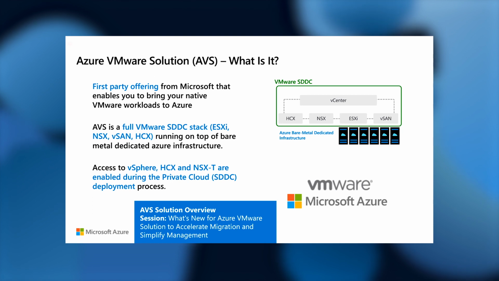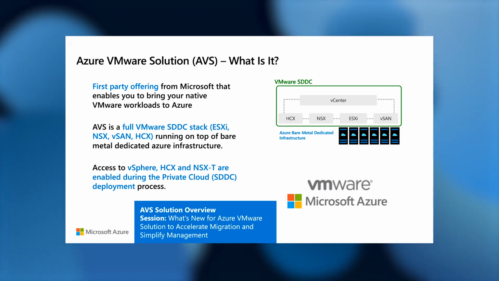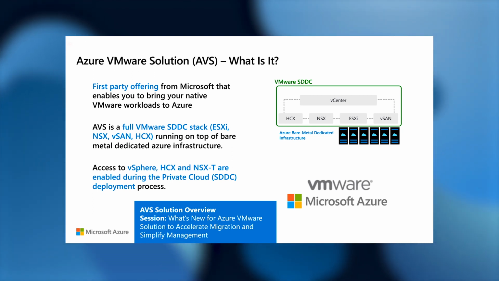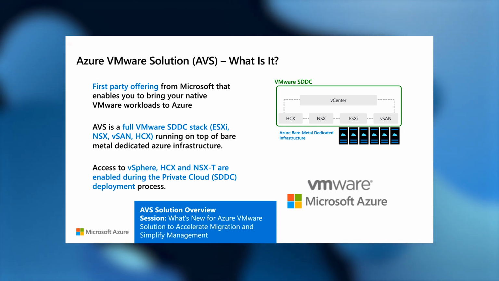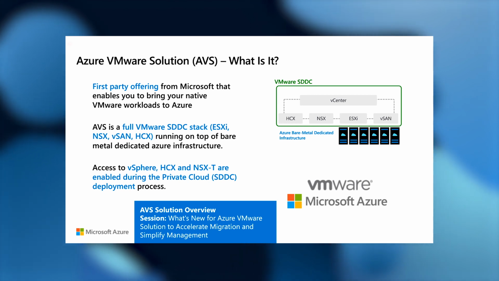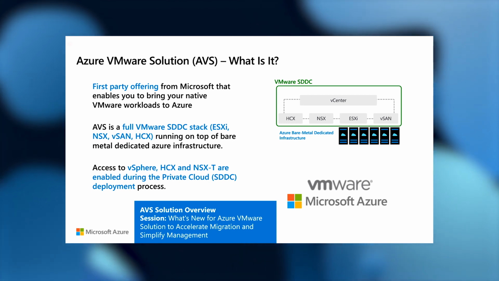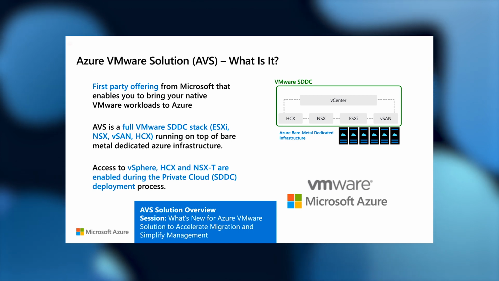When you provision an SDDC or when you provision a private cloud in Azure, you get access to vSphere, you get access to vCenter, HCX, NSX-T Manager. So all of this is pre-provisioned for you. Now, we do have a dedicated session on this, which is AVS Solution Overview, that I'm showing in the reference section, what's new for Azure VMware Solution. So I highly recommend that you take a look at that session if you haven't already, and come back to this presentation for a networking overview.